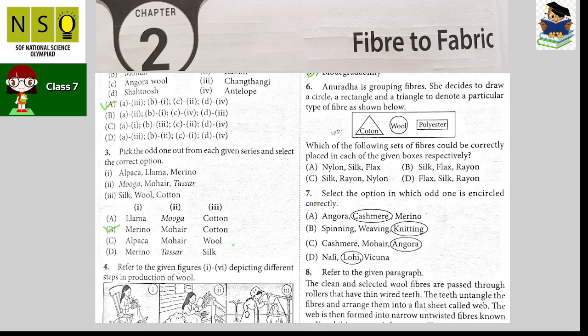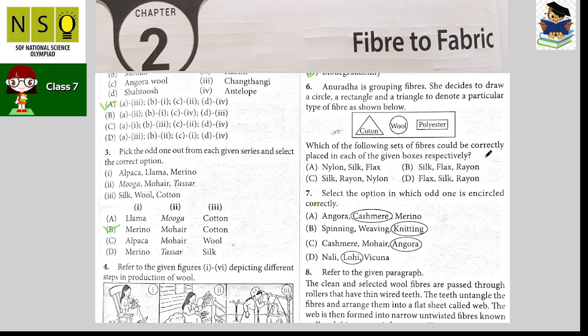Now the 6th question says, Anuradha is grouping the fibers. She decides to draw a circle, rectangle, and a triangle to denote a particular type of fiber as shown below. Which of the following sets of fibers could be correctly placed in each of the given boxes respectively?